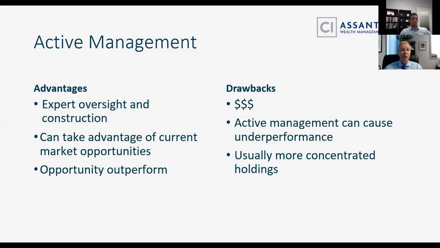Active management can also cause underperformance because sometimes those managers make a mistake and they don't pick the ones that are going up, they somehow pick one that goes down. And usually, not always, but usually they're much more concentrated. What that means is the S&P 500 has 500 stocks, as the name implies. Most US stock funds may only have 50 or 60 or 100 stocks. So depending which stocks they have, that can add to or be a drawback.